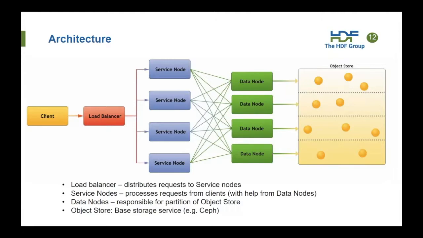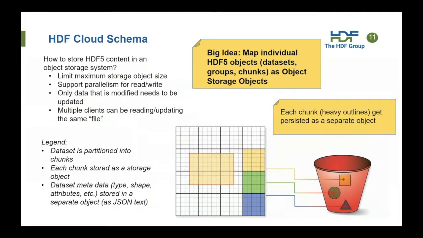Because the data node is the only one reading and writing those objects, it always understands the current state of that object. Now, in this example, we have 4 data nodes. When a request comes in, say a client wants to read this yellow rectangle, it happens to overlap 6 chunks.